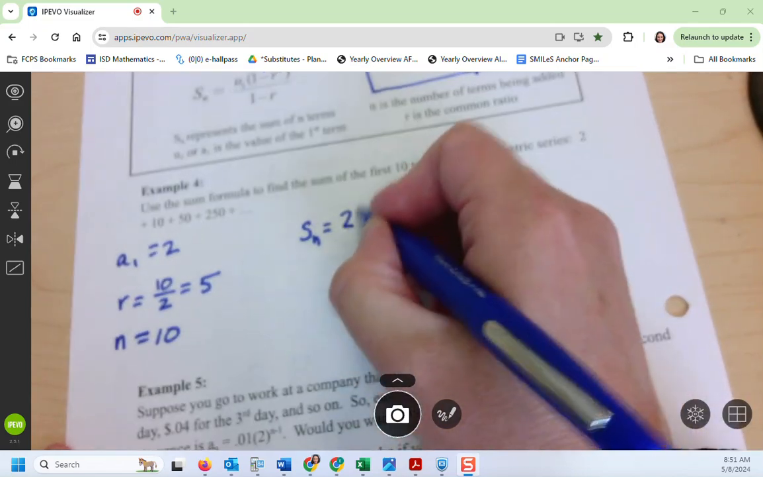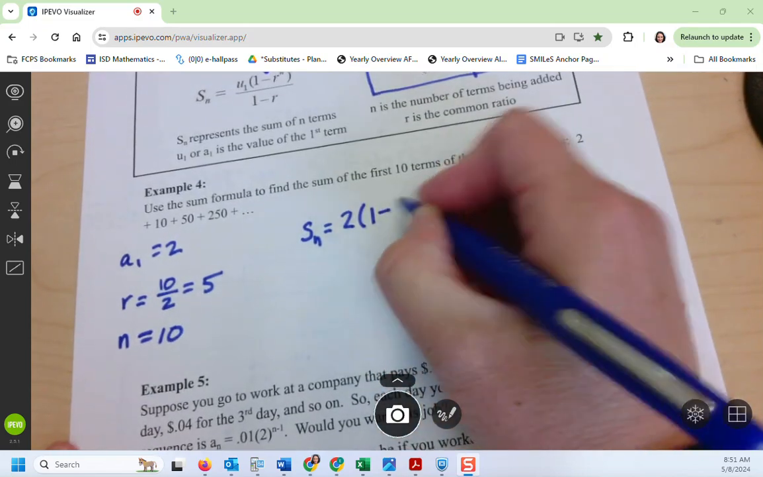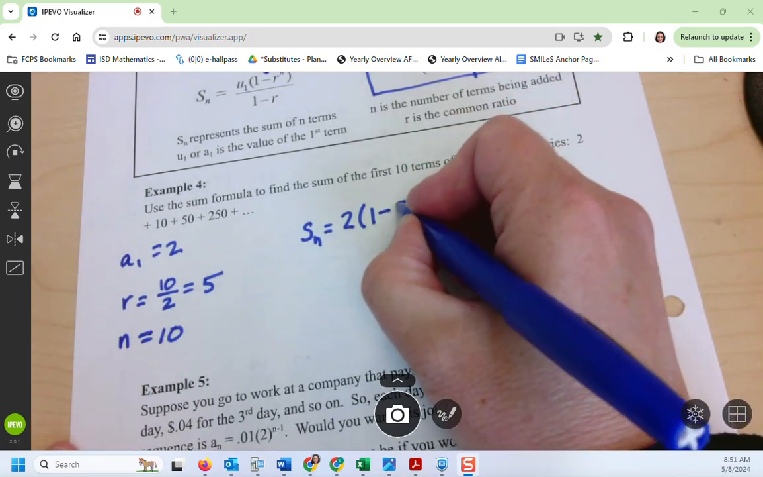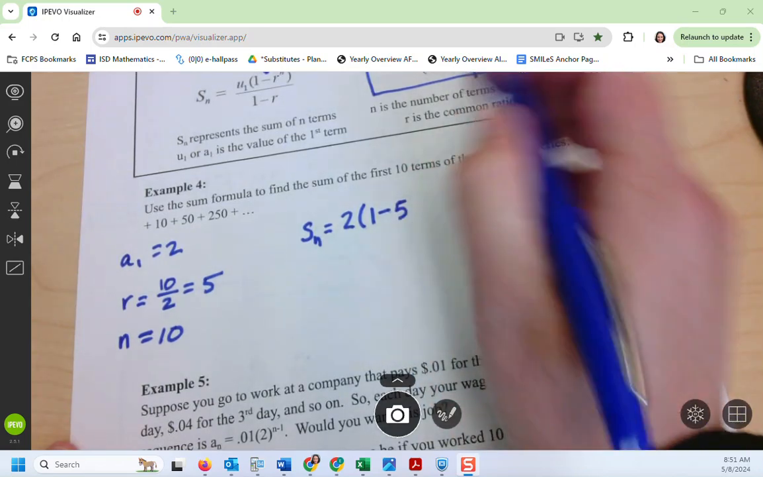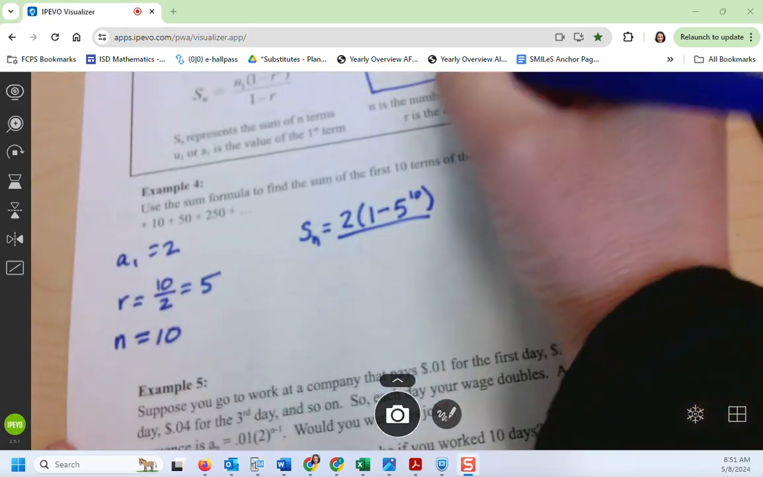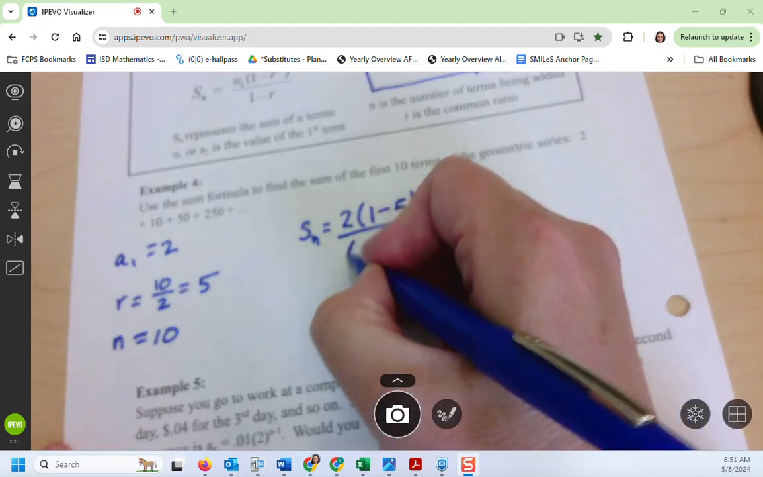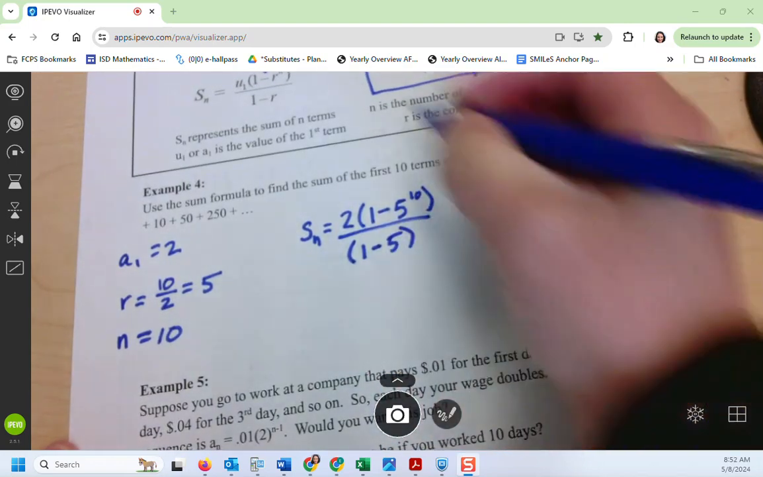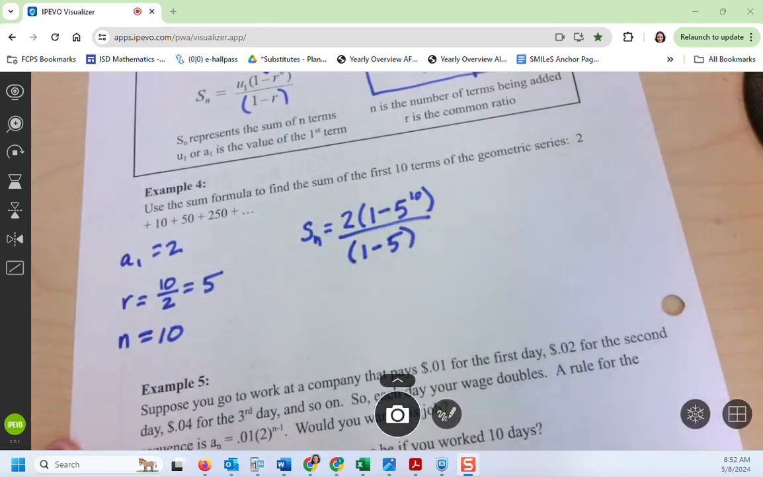So 2, 1 minus r, so 5, to the n, 10. And then notice the parentheses on the denominator. You need those parentheses. 1 minus 5. This one doesn't have it for some reason. That's weird. It should.